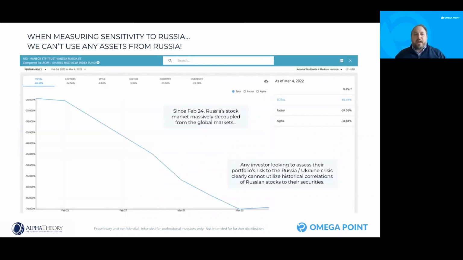And the decoupling created such a massive move that is different and unaccounted for by the historical correlations of Russia with the markets, so that it's really not possible to use any sort of Russian assets, even presumably now, with markets being closed there, in making any assessment about these exposures. So that's just a minor point.